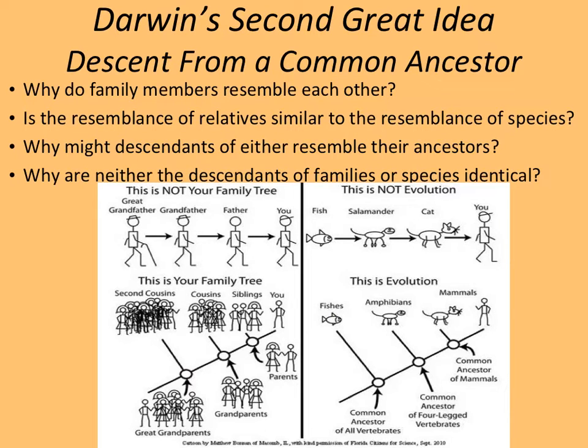I added this to the last lecture, but I'll just go over it real quick. Darwin's second great idea was descent from a common ancestor. It has a lot of consequences, but first of all, let's go over it.